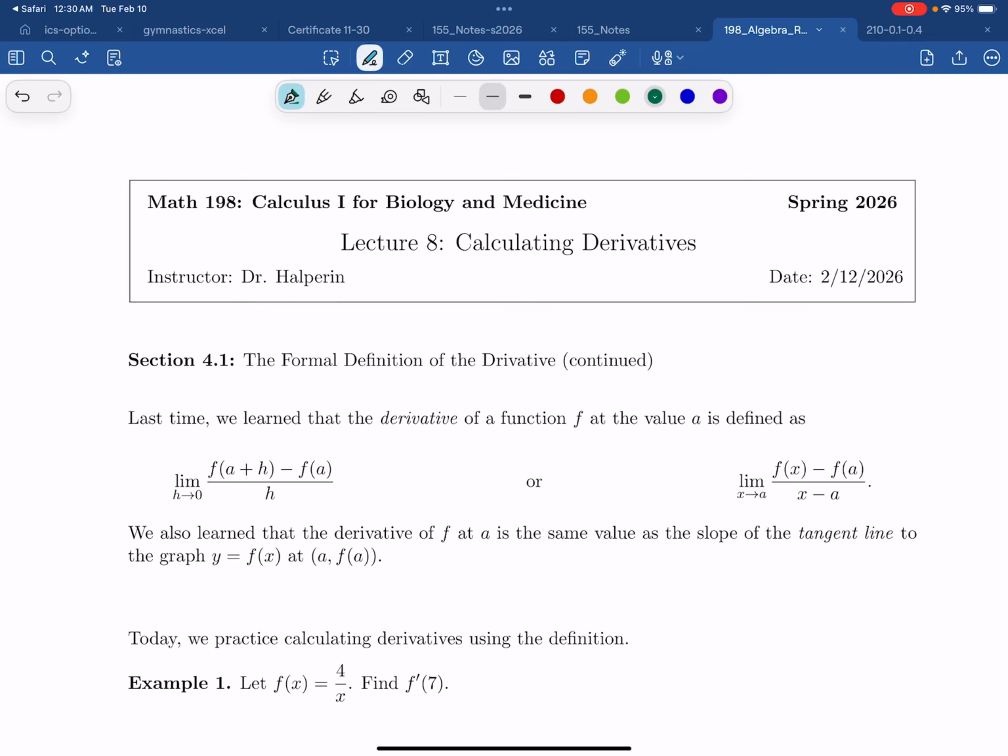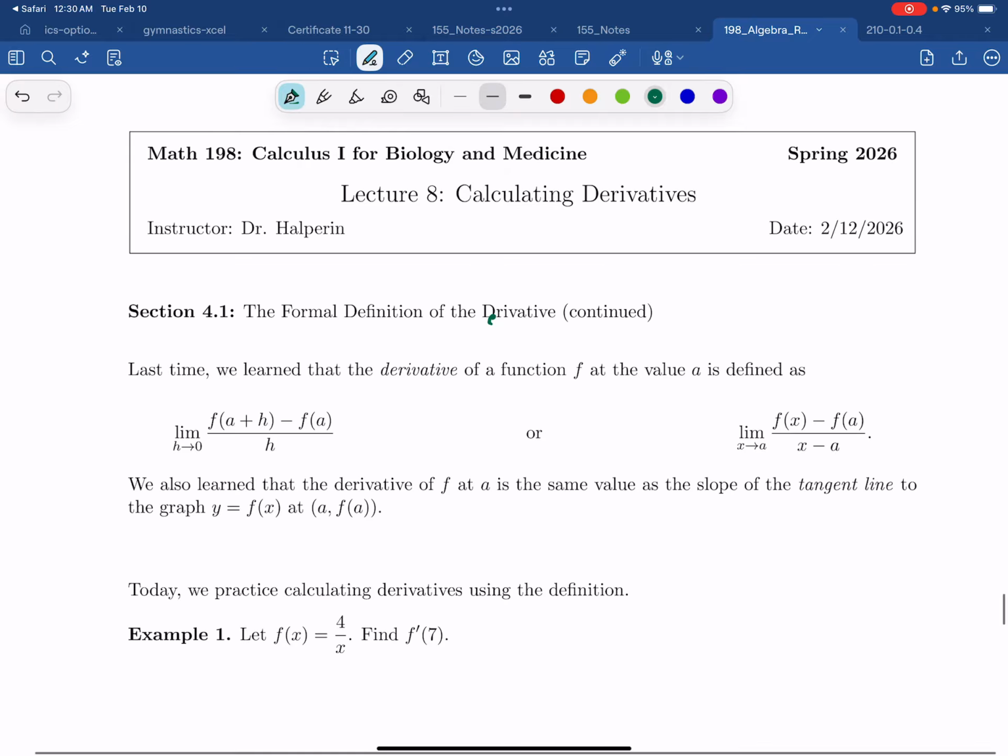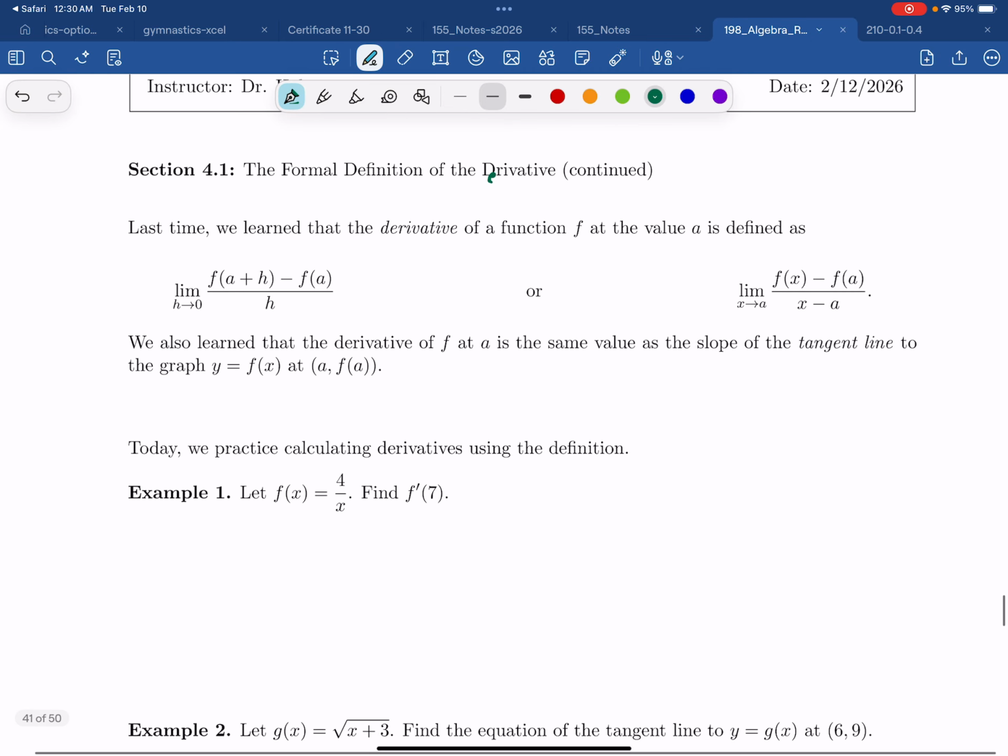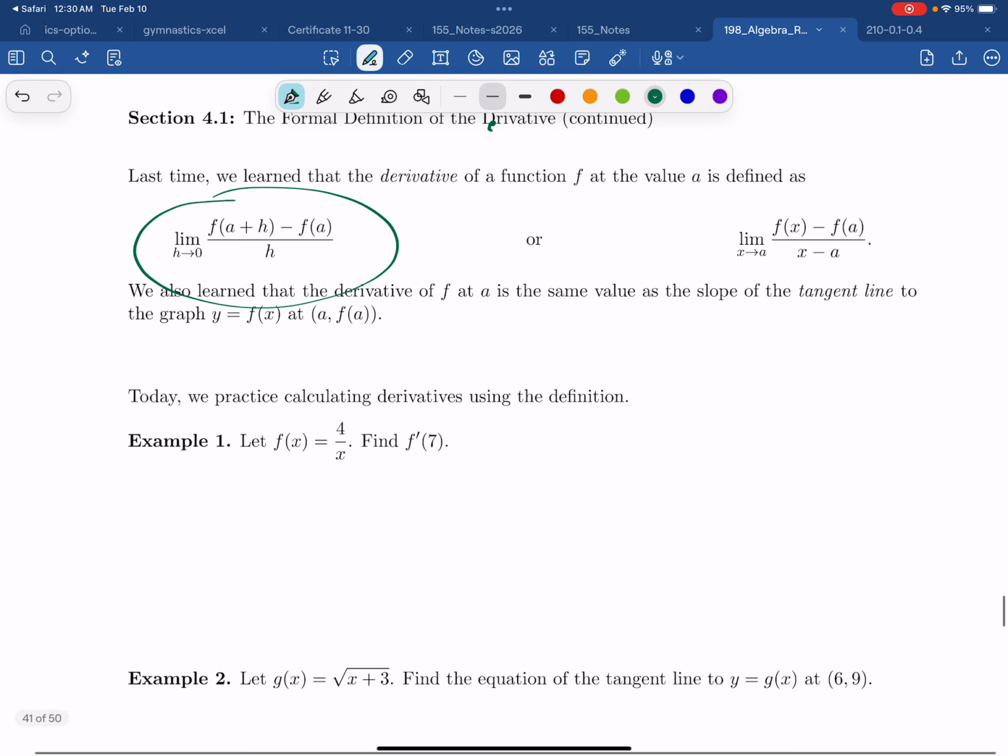Let's do some more formal definition of the derivative practice. Remember, the derivative of a function is this guy. It's also the slope of the tangent line. So, in order to find the derivative, we're really just using the limit techniques that we already learned. Now, remember, every time we try to take a derivative, we're going to get an indeterminate form 0 over 0.